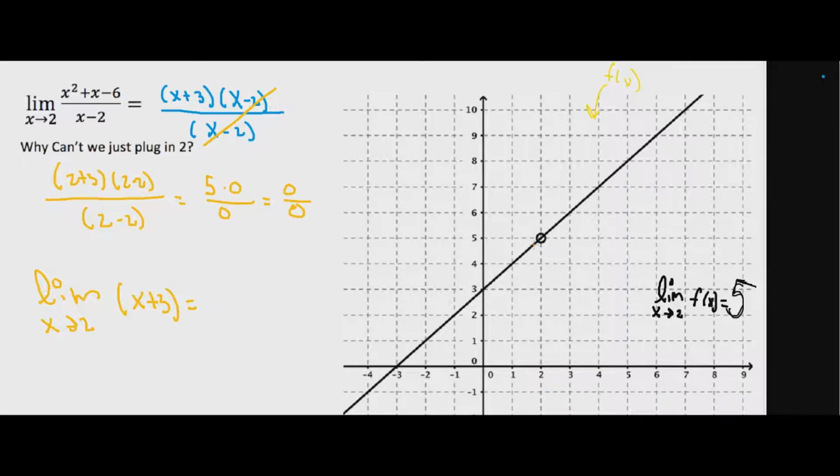Now, if you wanted to know what that y value was, well, to know it was at 5, with the equation, all you have to do is take the 2 and plug it in. And we're going to get 2 plus 3, which is 5. Perfect. So now we know, all right, that, well, basically what we had here, that the limit as x approaches 2 did in fact equal 5, and that's verifying it with the equation.